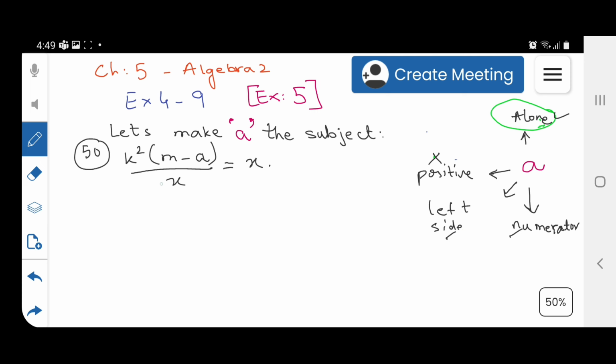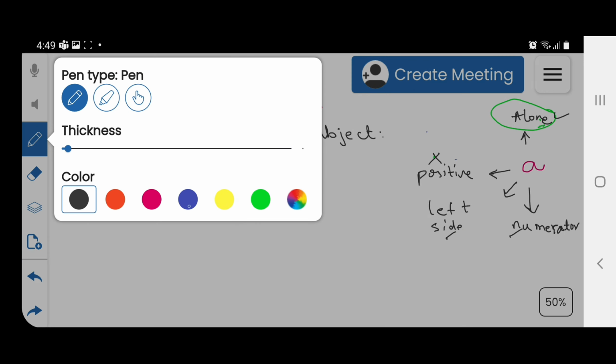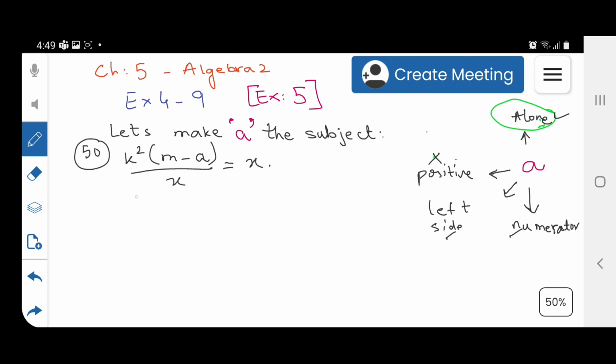Now here X is getting divided on this side, so we are going to send X to the other side. Let's choose another color. Okay, so this is K square multiplied by M minus A equals X multiplied by, I am using a dot here to represent multiplication. So X multiplied by X, when bases are the same, they can be multiplied and their powers added. So here we can say K square M minus A equals X square. Now this K square is getting multiplied with this whole bracket of the subject, that is A. So we are going to send it to the other side, so it will go in the division.